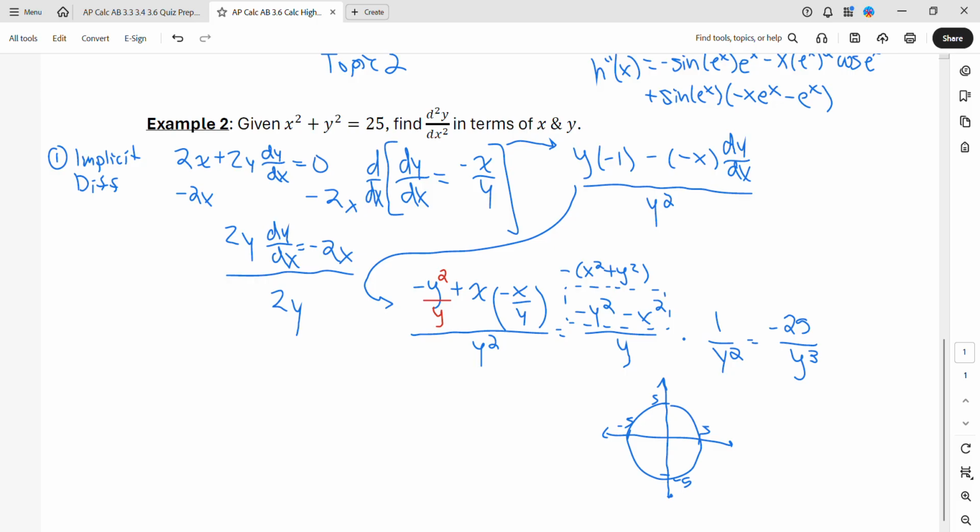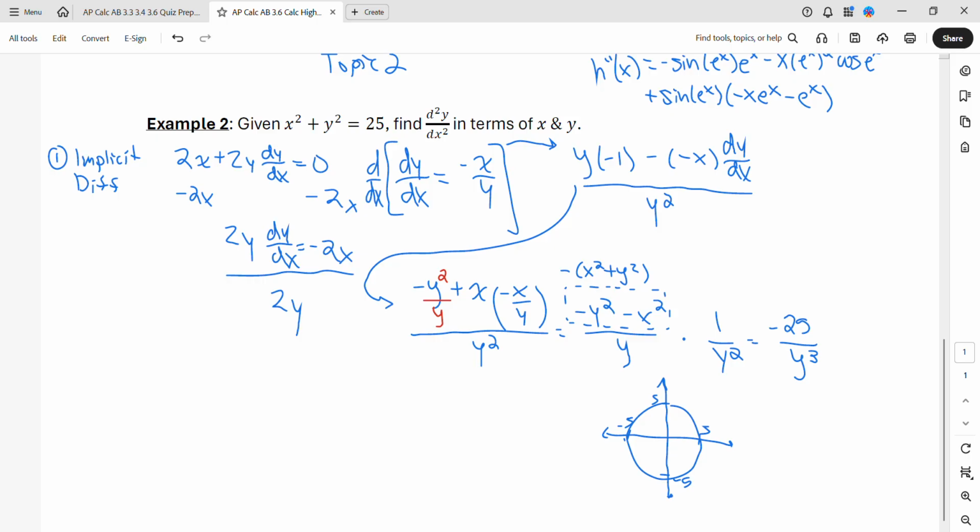Look at the bottom of the circle. What types of numbers are the values of the y on the bottom half of the circle? Negative. So if I have negative 25 over a negative value to the third, it is negative over negative, right? What's negative divided by negative? Positive. What type of concavity is the bottom half of this circle? Concave up. So that tells you that when a second derivative is positive, it's concave up.